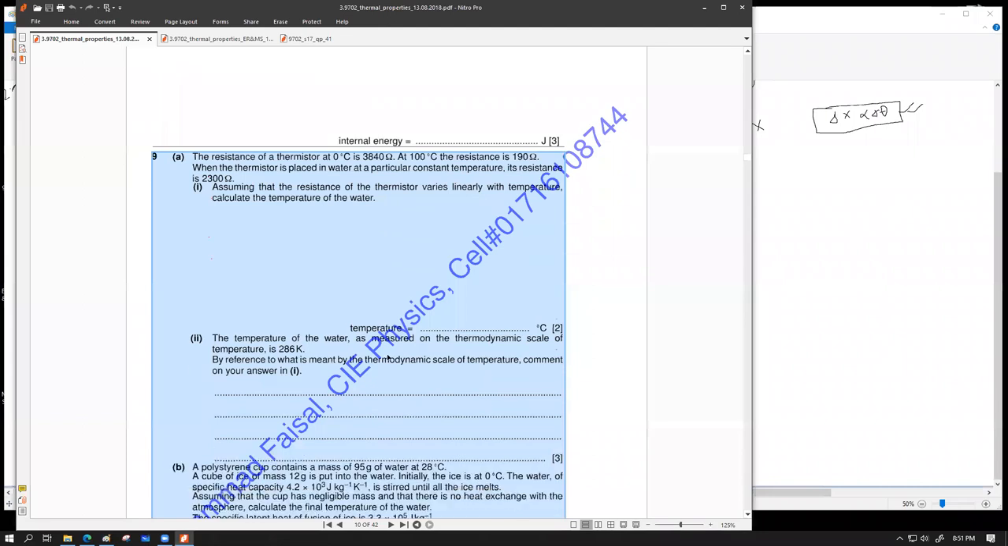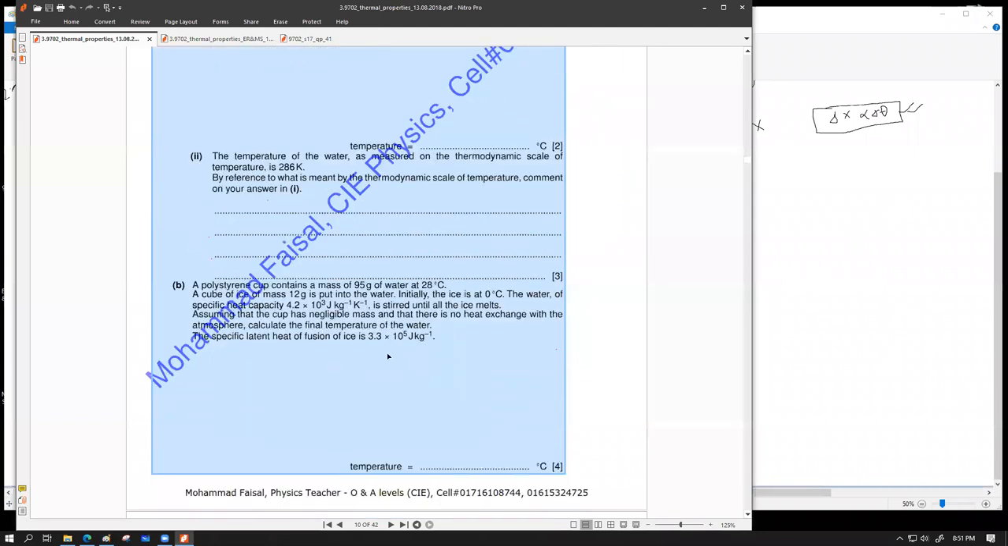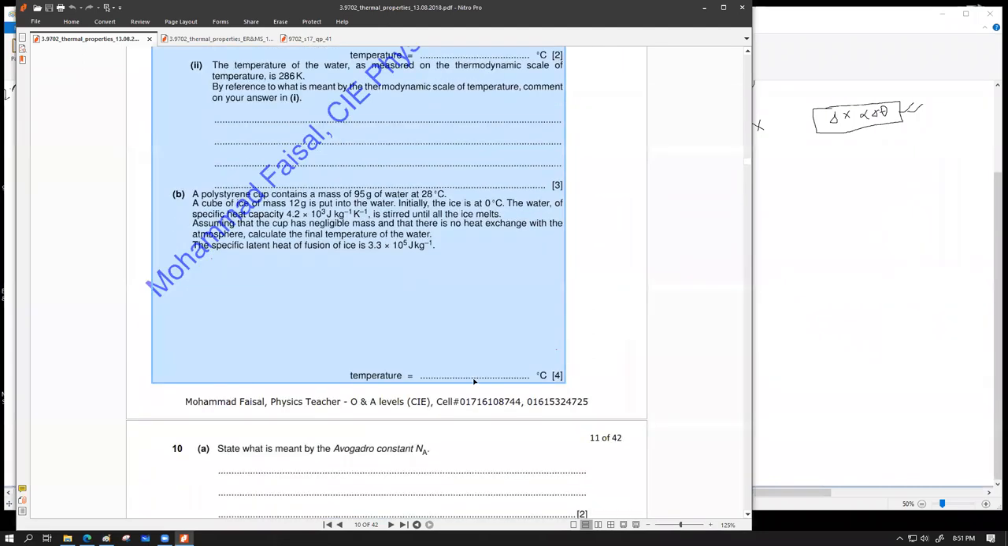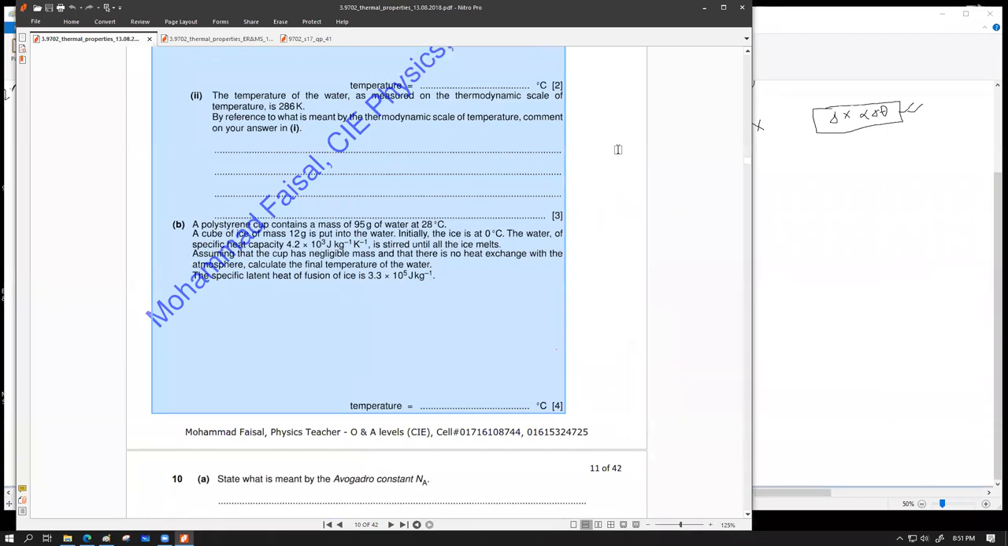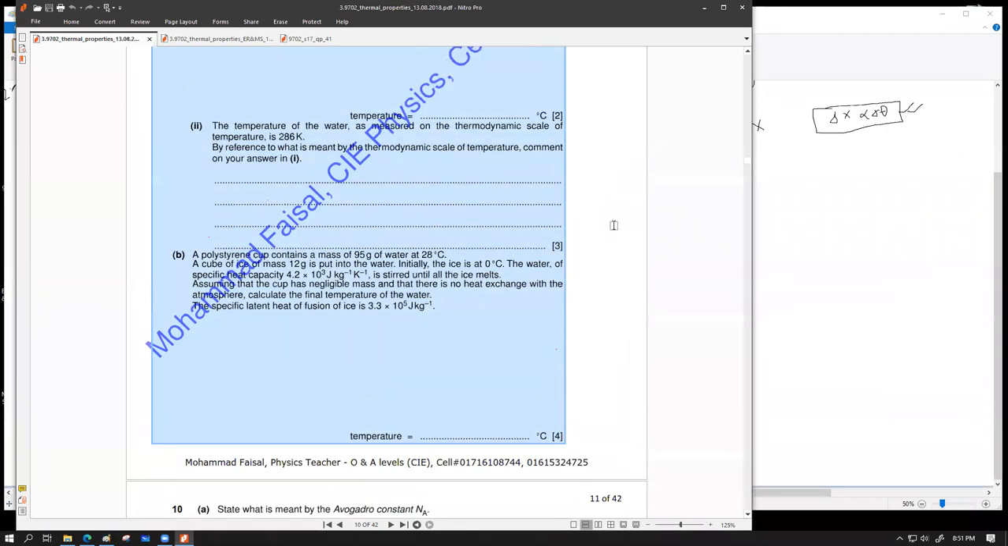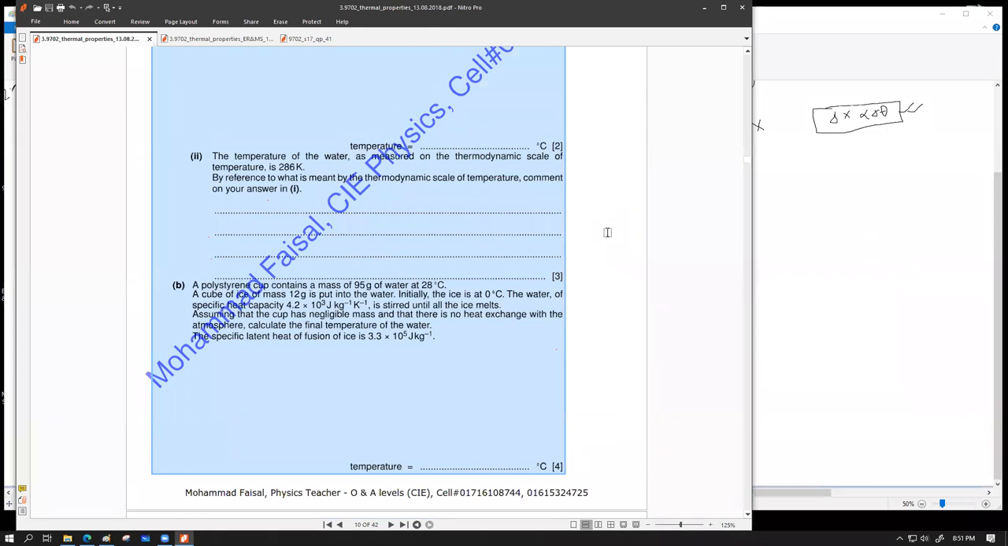Any other part? Sir, 9, A2. Yes, sir. The temperature of the water as measured on the thermodynamic scale of temperature is 286 Kelvin. By reference to what is meant by the thermodynamic scale of temperature, comment on your answer in 1.